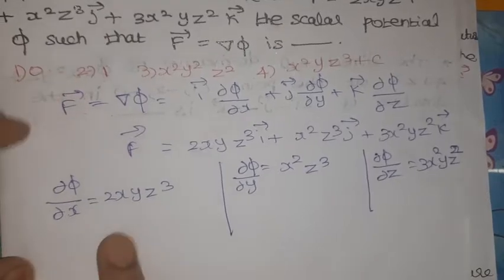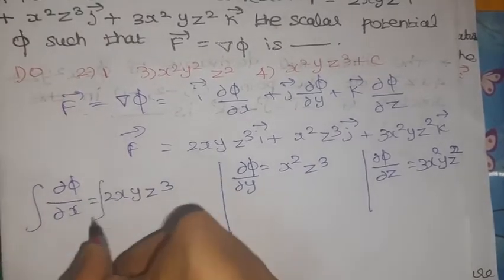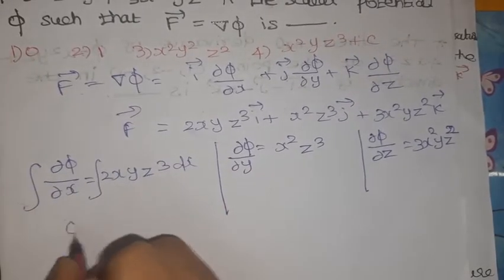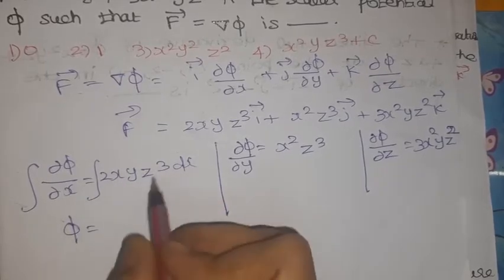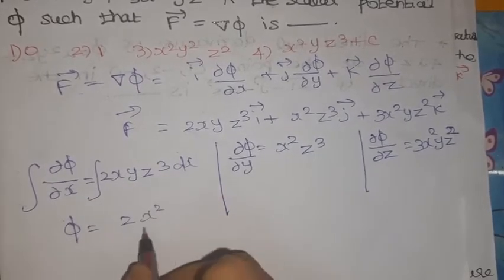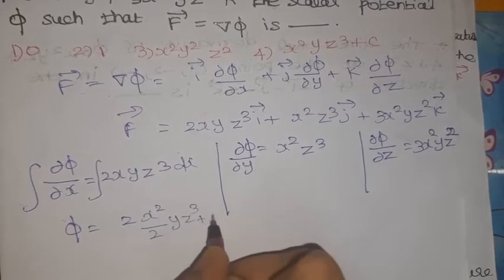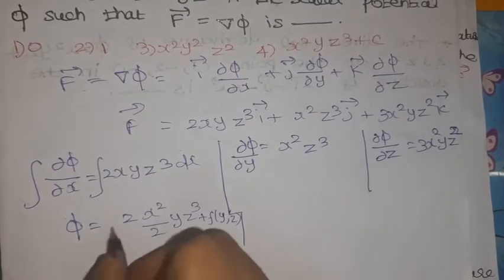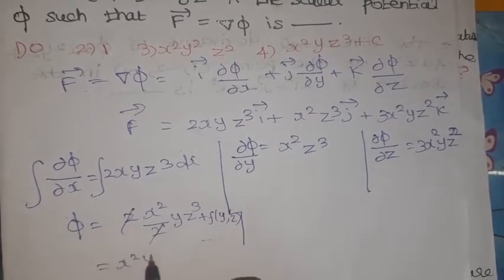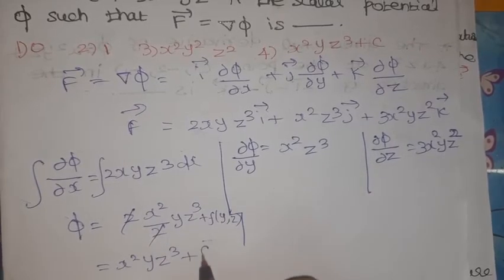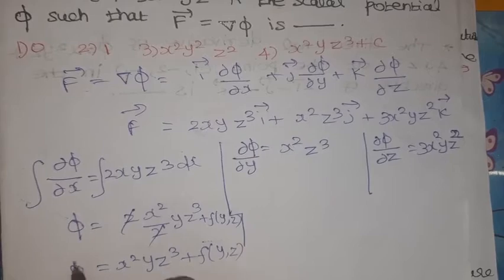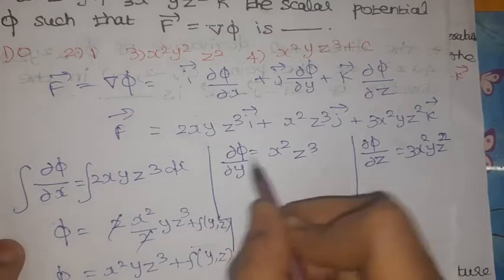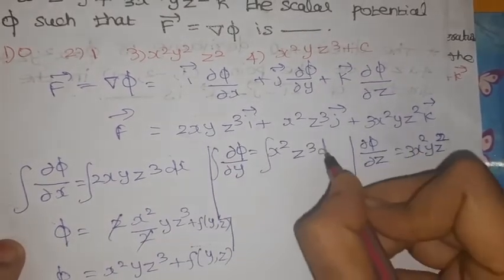So how can we find phi? Just integrate with respect to x in this equation. Integration and differentiation cancel, and we get phi. With respect to x, we get 2x squared by 2 times y z cubed plus a function of y and z, which is a constant with respect to x. So we get x squared y z cubed plus a function of y and z. We take y and z as constants. Then for this, also integrating with respect to y.